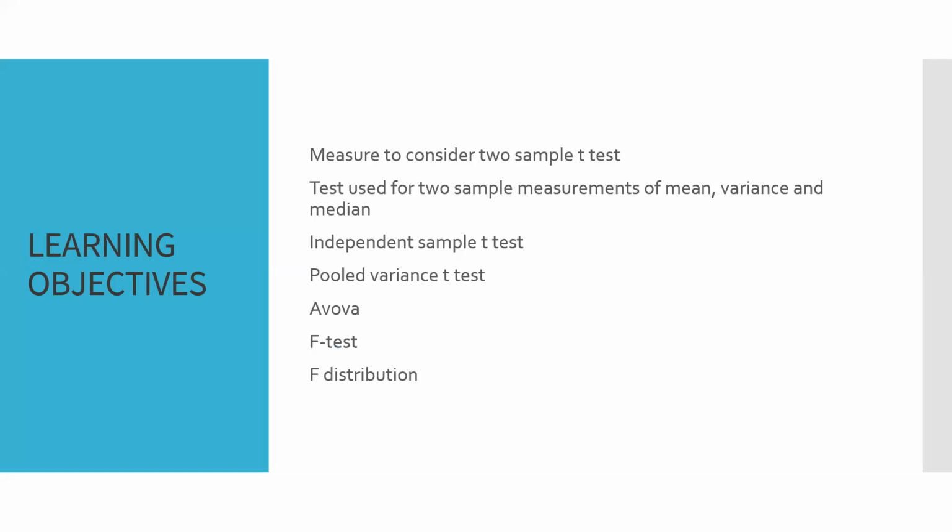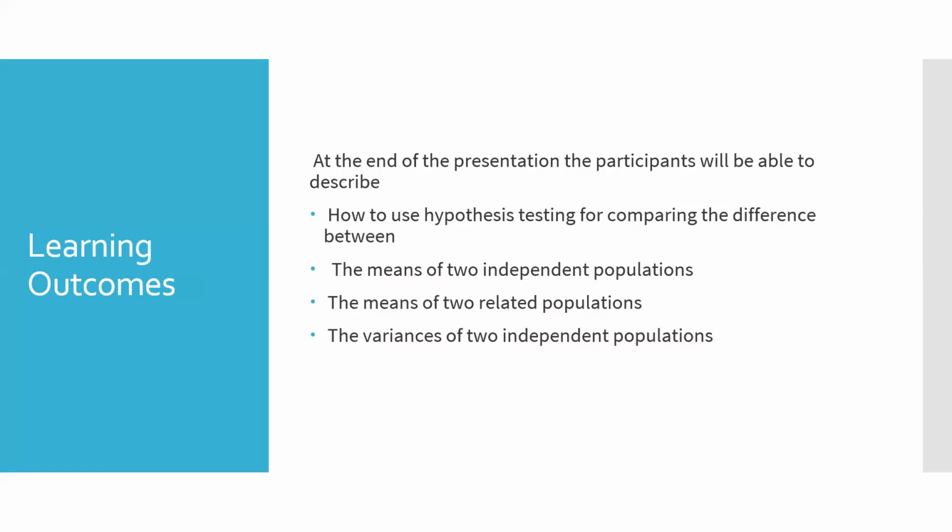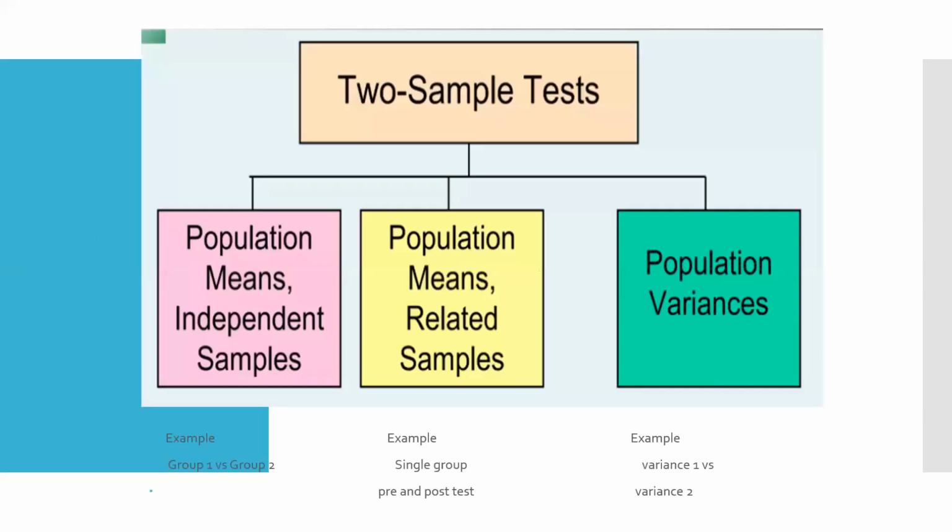In this presentation, I shall be explaining measures to consider two sample tests used for two sample measurements of mean, variance, median, independent sample t-test, pooled variance t-test, ANOVA, F-test distribution, and F-test and the F distribution. At the end of the presentation, the participants will be able to describe how to use hypothesis testing for comparing the difference between the means of two independent populations or groups, the means of two related populations, and the variance of two independent populations.